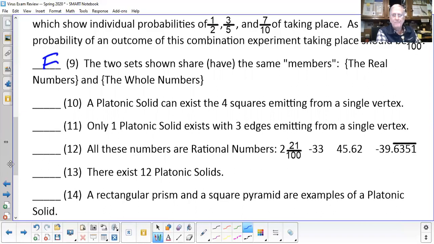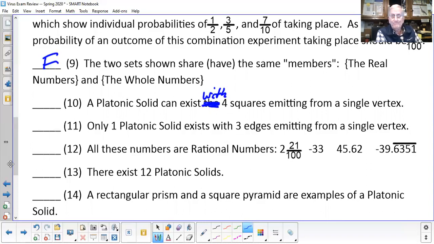10. A platonic solid can exist with 4 squares emitting from a single vertex. I don't know how I got the word "the" in there, but a platonic solid can exist with 4 squares emitting from a single vertex. Let me change this. That's probably wrong on your printout also.